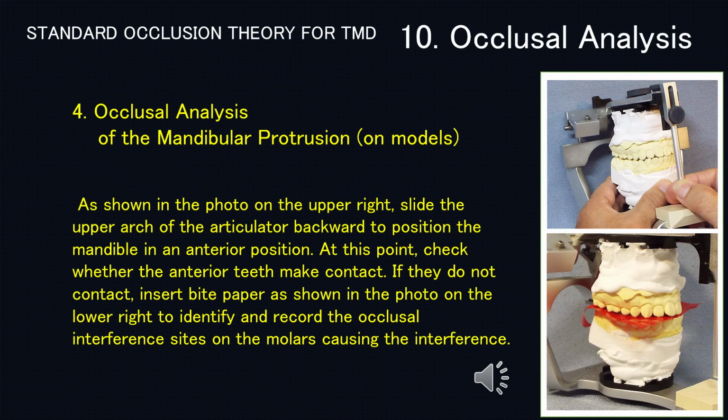4. Occlusal analysis of the mandibular protrusion on models. As shown in the photo on the upper right, slide the upper arch of the articulator backward to position the mandible in an anterior position. At this point, check whether the anterior teeth make contact. If they do not contact, insert bite paper as shown in the photo on the lower right to identify and record the occlusal interference sites on the molars causing the interference.